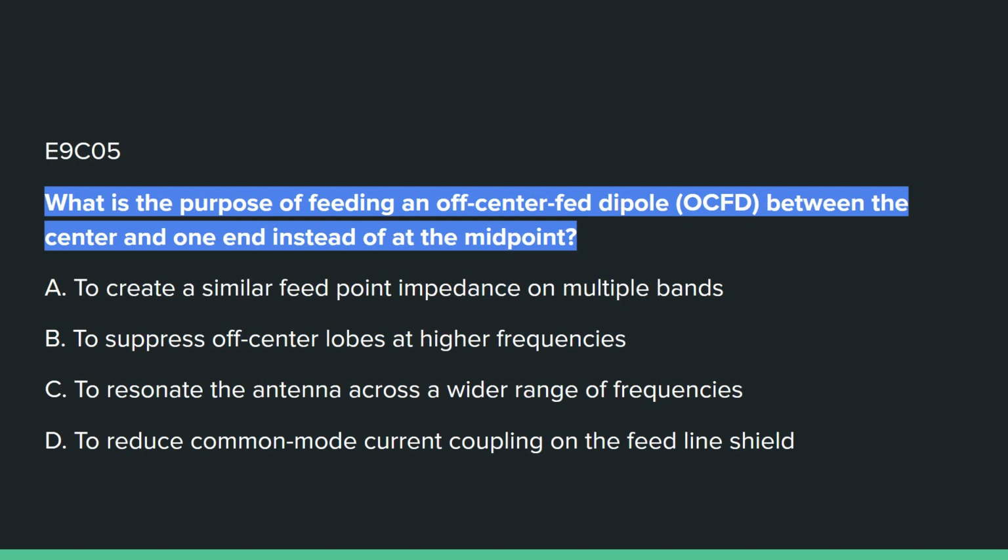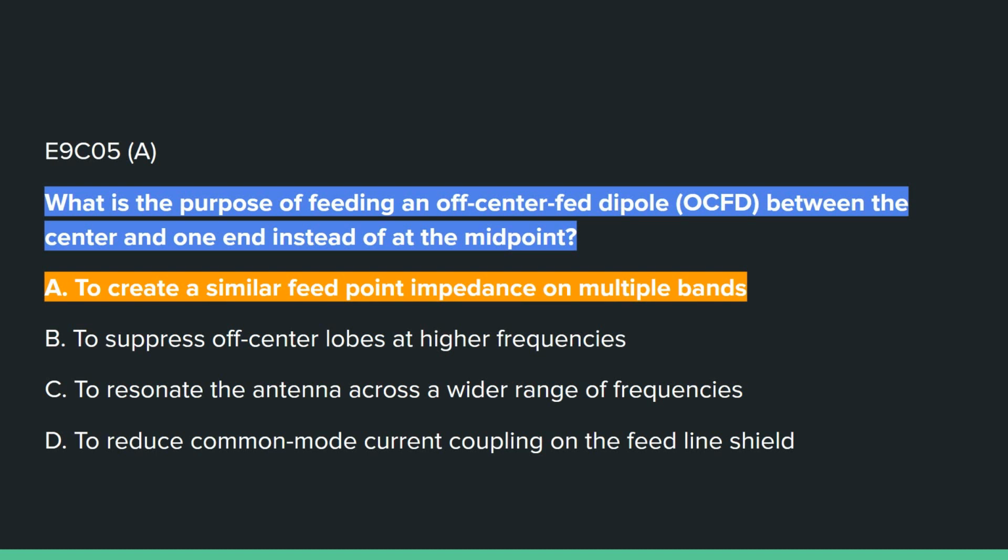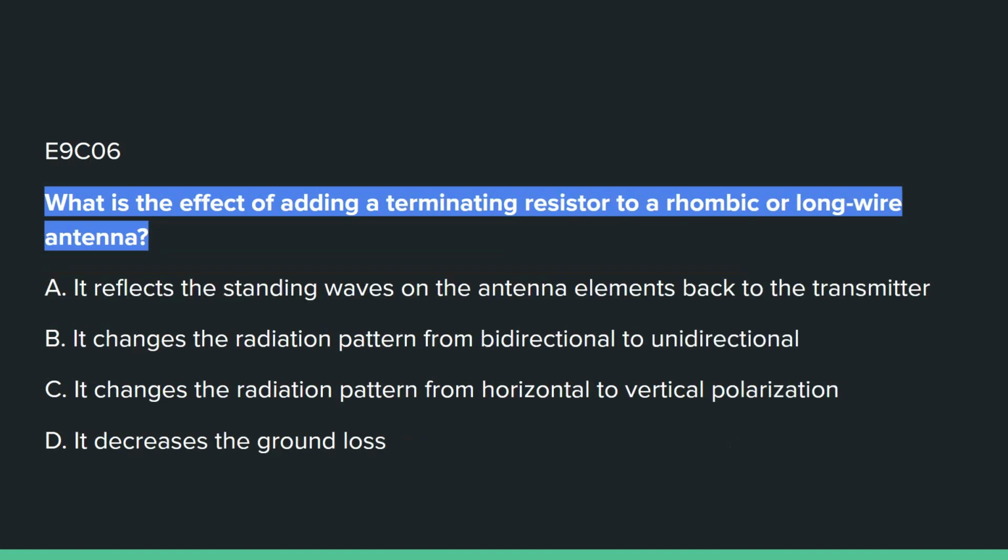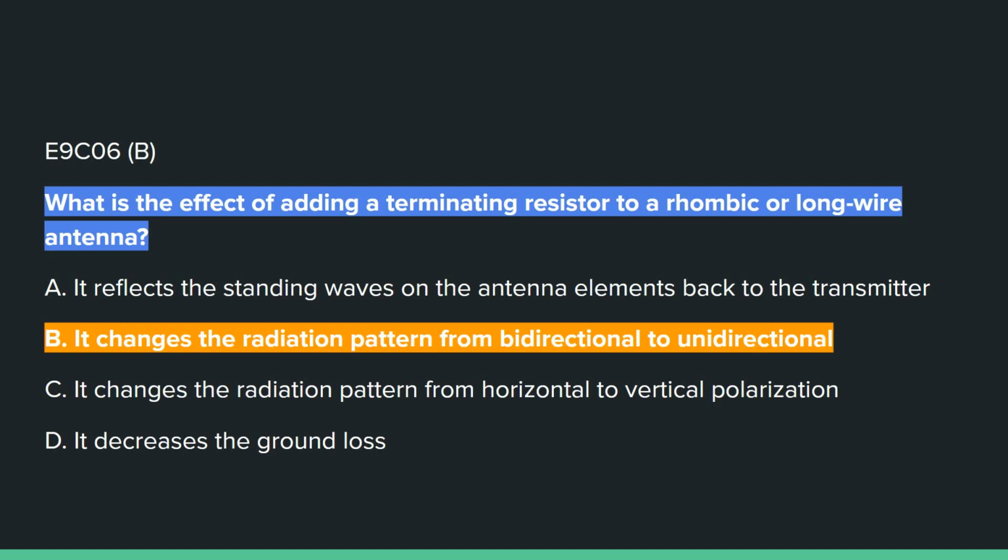E9C05, what is the purpose of feeding an off-center fed dipole between the center and one end instead of at the midpoint? A. To create a similar feed point impedance on multiple bands. E9C06, what is the effect of adding a terminating resistor to a rhombic or long wire antenna? B. It changes the radiation pattern from bidirectional to unidirectional.